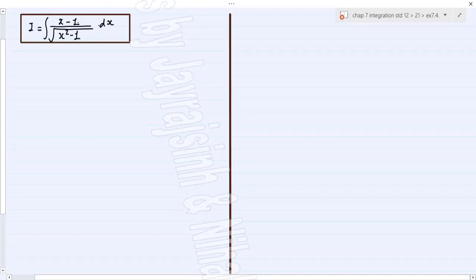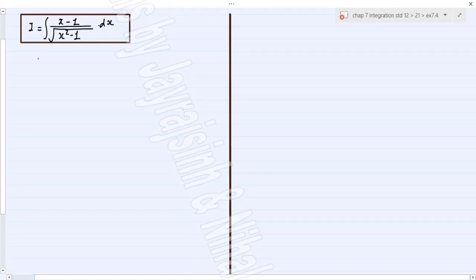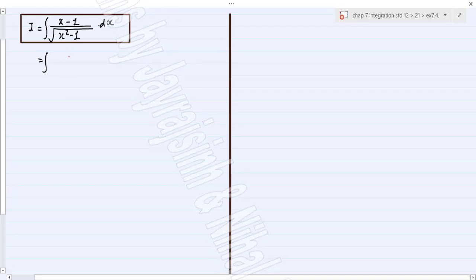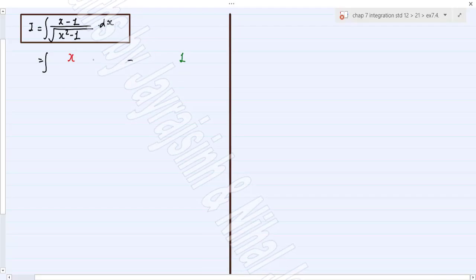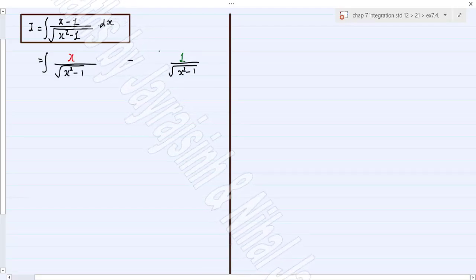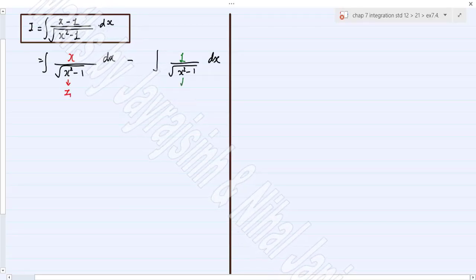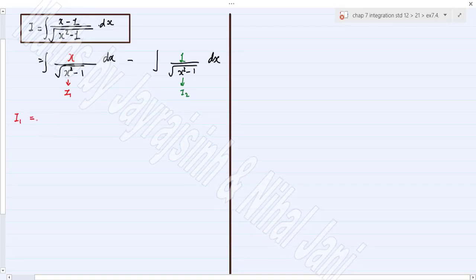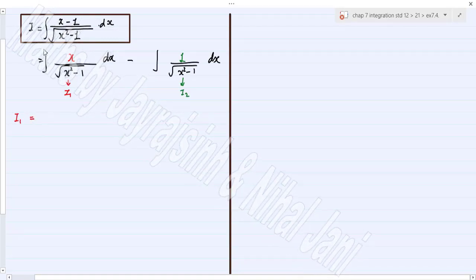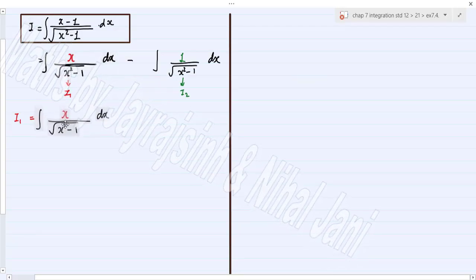Here we have to integrate x minus 1 upon under root of x square minus 1. So let's split our numerator x minus 1 and give individual denominator. Let's say your first term is I1 and second term is I2. So let's try to integrate one by one. Initially, let's try to integrate our I1.